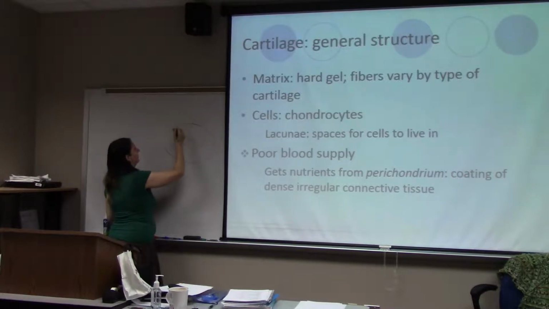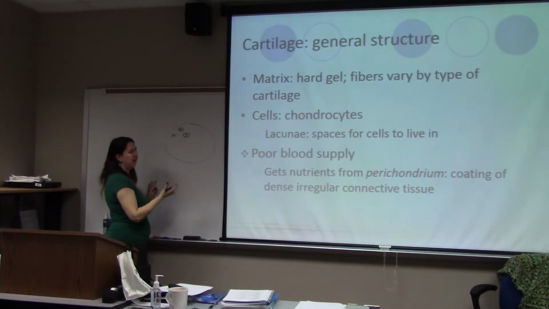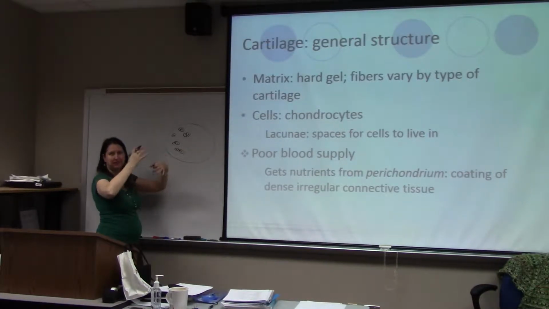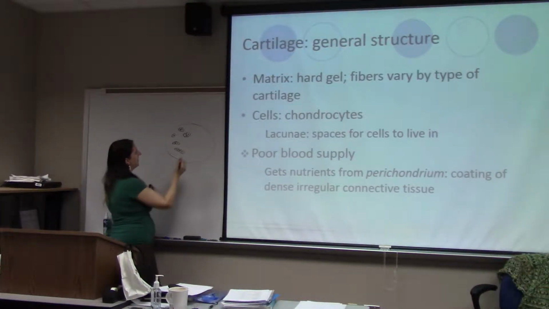This is a piece of cartilage. Sometimes you'll see multiple cells in a lacuna together, and usually that's when they've recently divided and haven't built enough matrix around to separate them from each other yet.